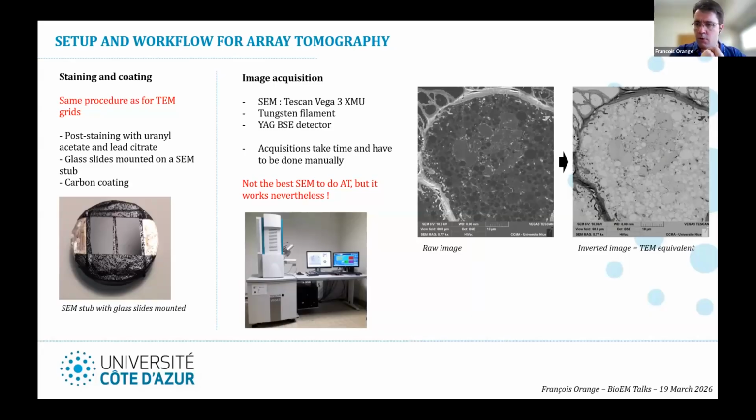You can acquire AT data, volume EM data, with this microscope. The downside is that all the acquisition takes time and has to be done manually, but it works. And on the right is the kind of images that I obtained with this microscope.